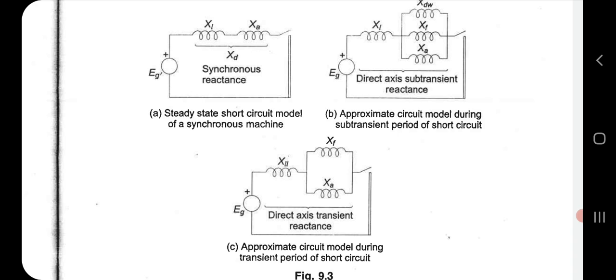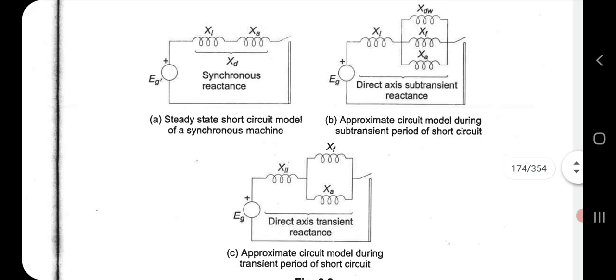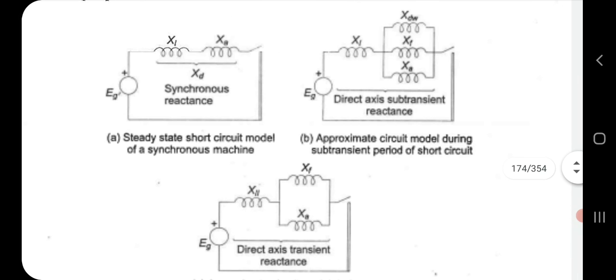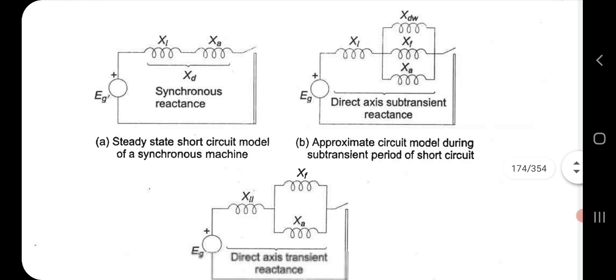So this is the first condition, that is 9.3a, figure a shows the condition when a short circuit occurs. XL is a leakage reactance, Xa is called the armature reaction. So when heavy flux starts producing, it tries to neutralize and reduce the flux, and that is called armature reaction. Then the next condition, if you see this next condition, is the subtransient.